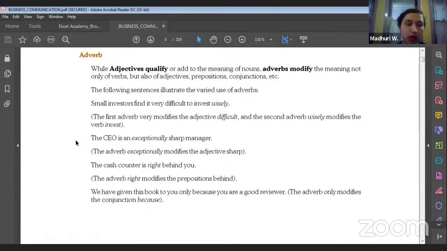Okay, so the next one is: the CEO is an exceptionally sharp manager. What kind of a CEO is he? Exceptionally sharp, right? So the adverb exceptionally modifies the word sharp, which is an adjective. The next is: the cash counter is right behind you. So here, the adverb right modifies the preposition behind. Where is the cash counter? Right behind you. It's absolutely behind you. Another one: we have given this book to you only because you are a good reviewer. So the adverb only modifies the conjunction because.